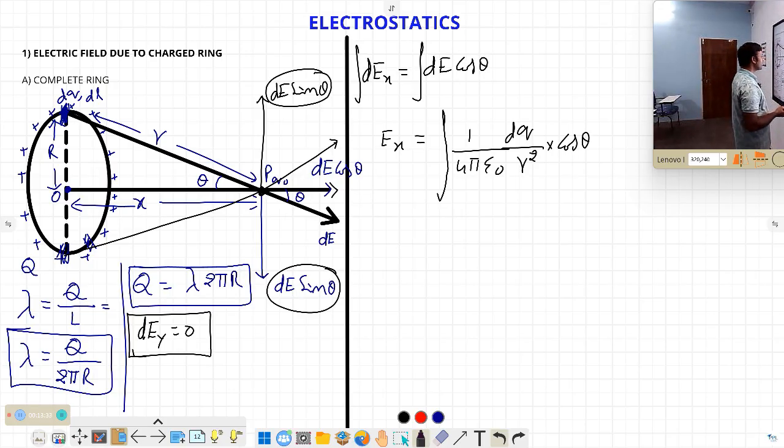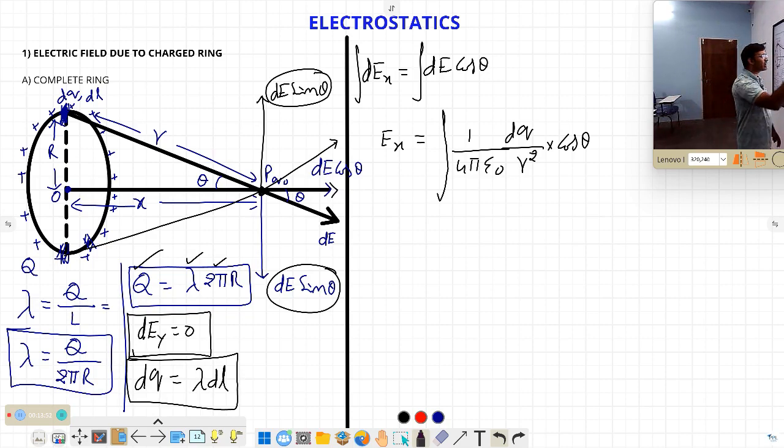Now just modify. What is dq? We have not taken any dq yet. Here q is equal to how much? Lambda into 2 pi r. Now from this, what is dq? dq is equal to lambda into the length of that elementary portion, that is dl.